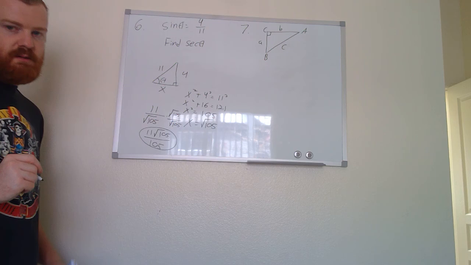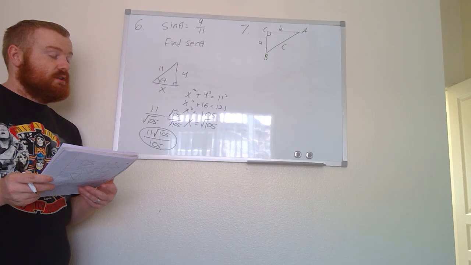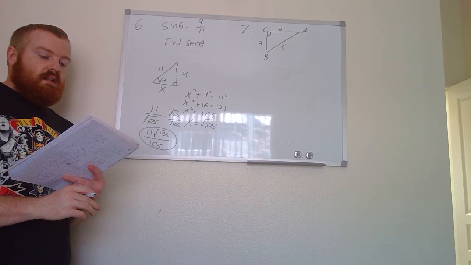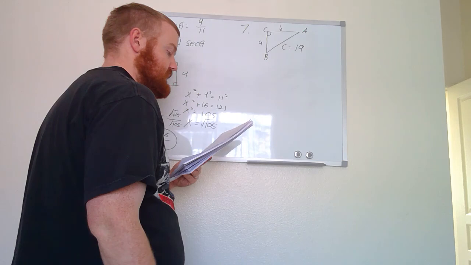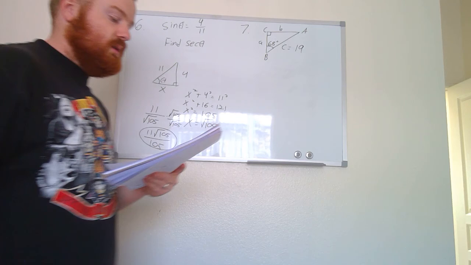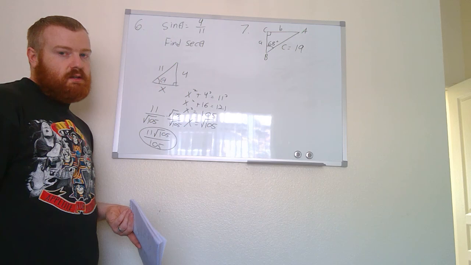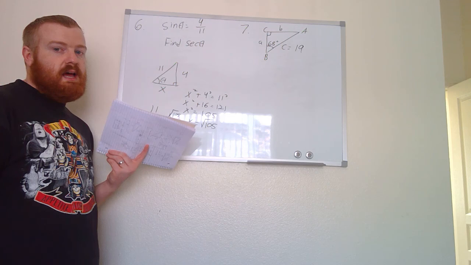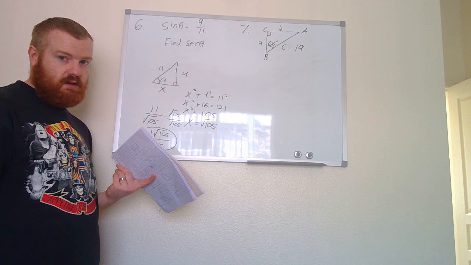For number 7, they give us a picture of a triangle, and they have angles and side lengths A, B, and C already drawn in there. Now they tell us that side length C is 19, and they tell us that angle B is 68 degrees. And we want to solve for all missing parts. So all missing sides, all missing angles. The order that you do this is up to you. Generally, whatever I have more of, that's what I'm going to solve for first. I have two angles, one side length, so I'm going to solve for the third angle first. But you could solve for the side lengths first, it doesn't matter.